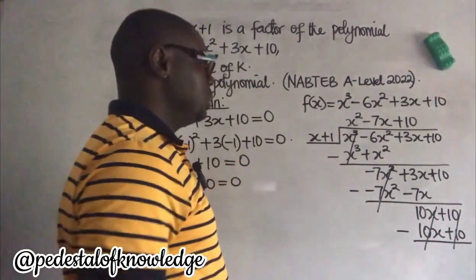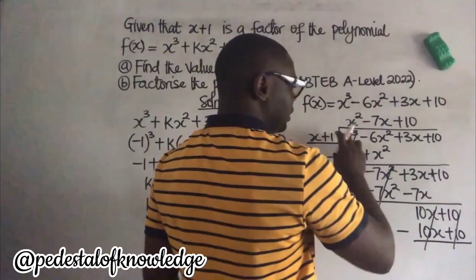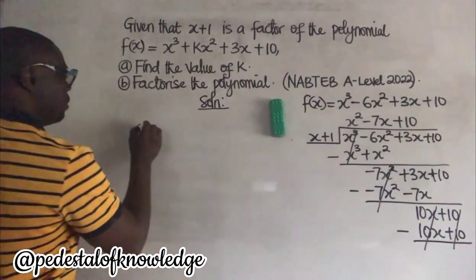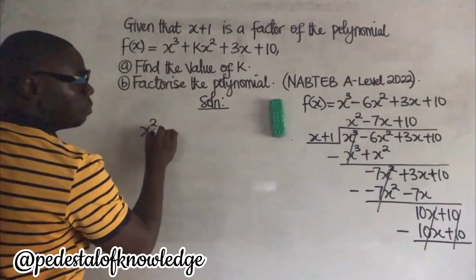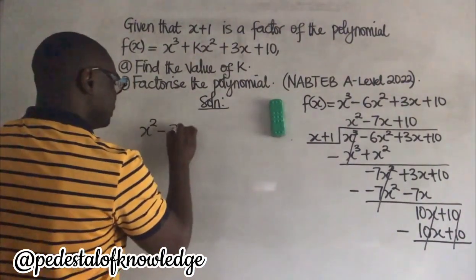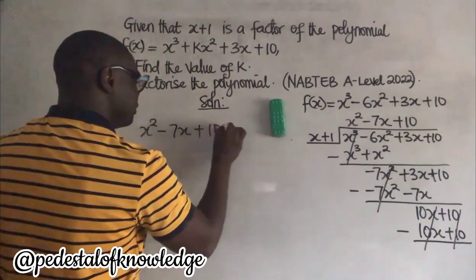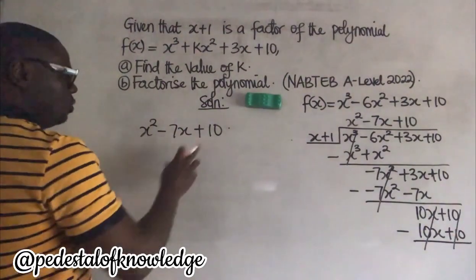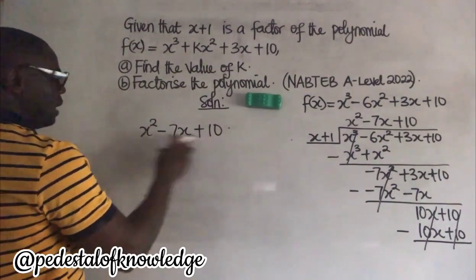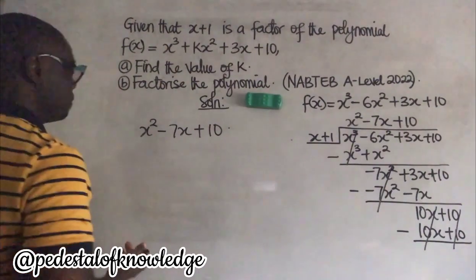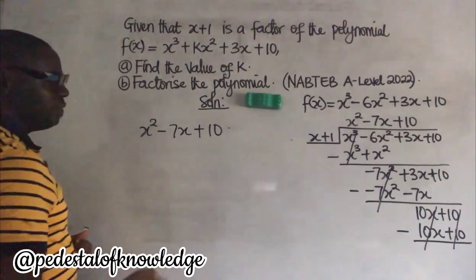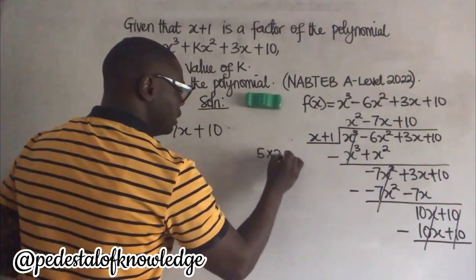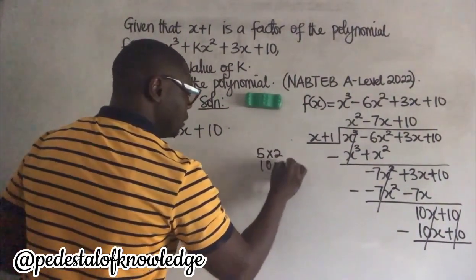Okay, so that means the quotient of that very division is equal to this. So what we have now is x squared minus 7x plus 10. Okay. So when we factor it out, how do we do that? Use this 10 to multiply this 1. 10 times 1 is equal to 10. Okay, now we bring out the factors of 10. The factors of 10 are 5 and 2, then 10 and 1.